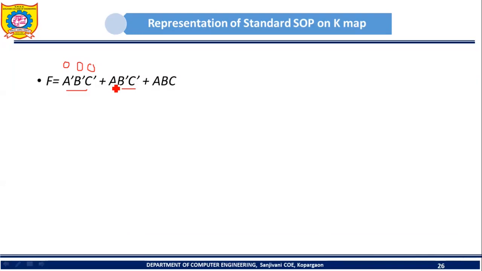Here a is in uncomplemented form, so what should be the value of a here? 1. Then b and c are in complemented form, so they will be 0, 0. Then what about a, b, c? They are in uncomplemented form, so their values will be 1, 1, 1. Right, so now we have got this binary number, so just convert this binary number into a decimal number.